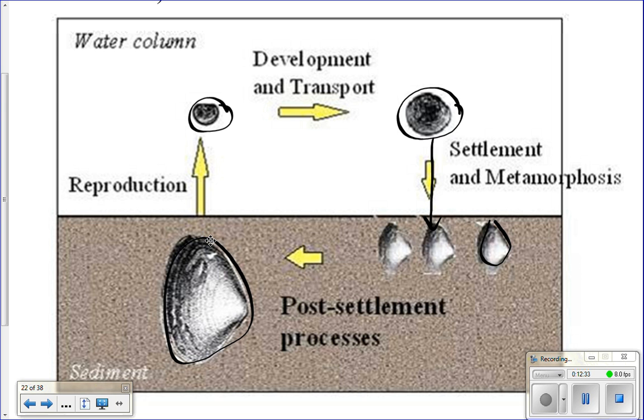So the animal's habitat can change throughout its lifetime. Which means that it can be very, very difficult to try and classify an animal based on where it lives because those habitats can change.